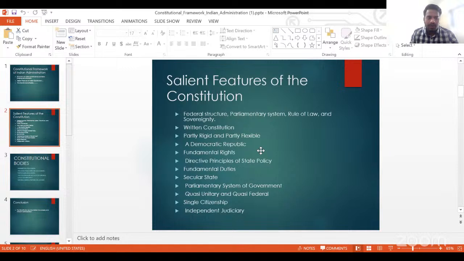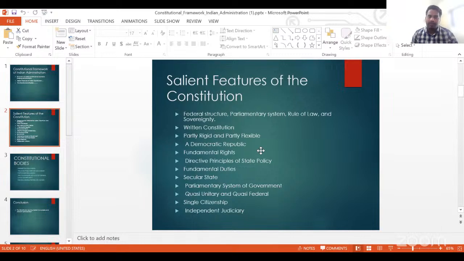Coming to the salient features, what are those? It is a written document. It is partly rigid and partly flexible. It is democratic. We have fundamental rights. We also have directive principles of state policy. We also have fundamental duties. India is a secular state. We have a parliamentary form of government that is quasi-federal and quasi-unitary, and we have single citizenship, an independent judiciary, and some other independent constitutional bodies.